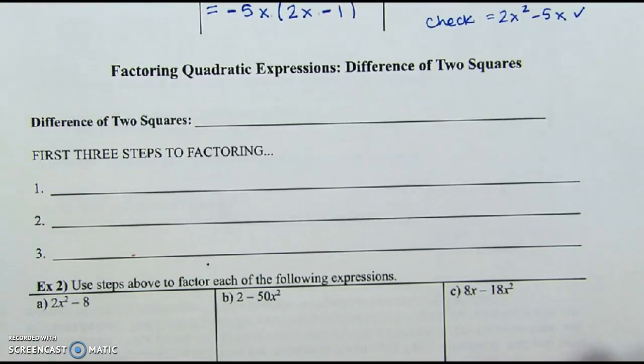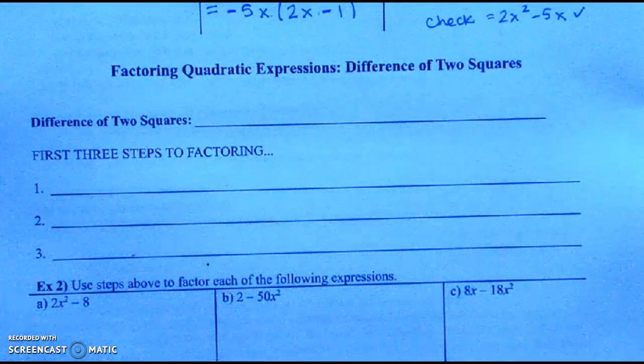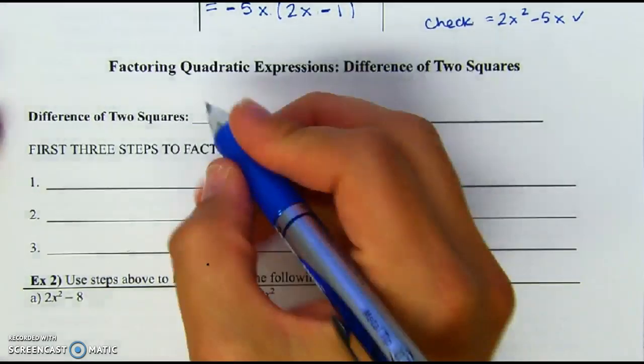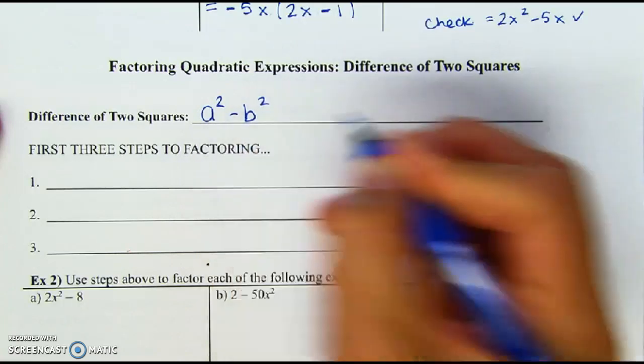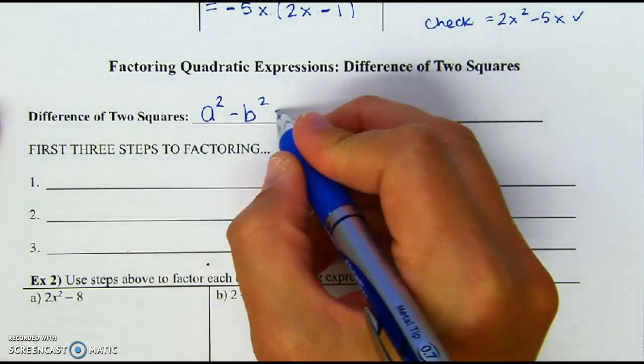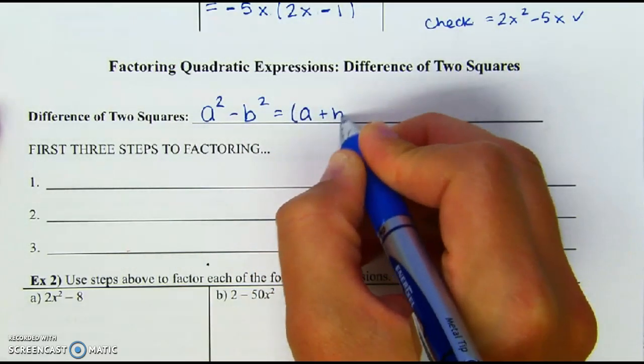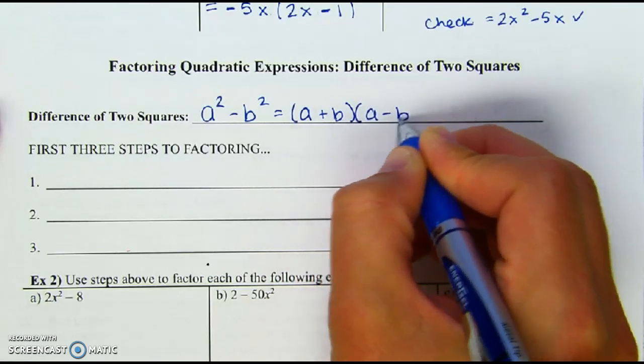Factoring a difference of two squares. A difference of two squares is anytime you have two squares that are being subtracted, like a squared minus b squared. We'll factor to a plus b times a minus b.